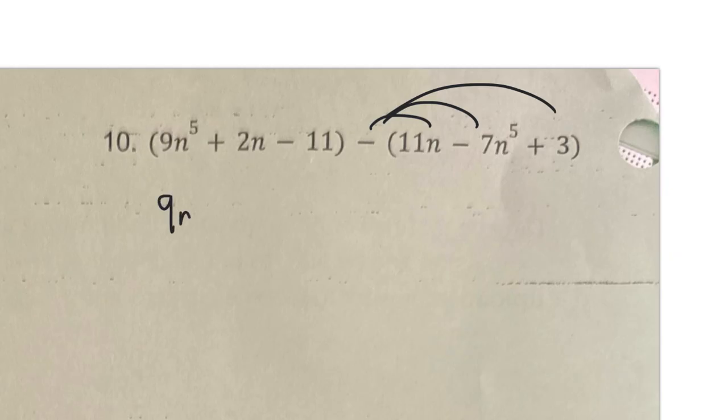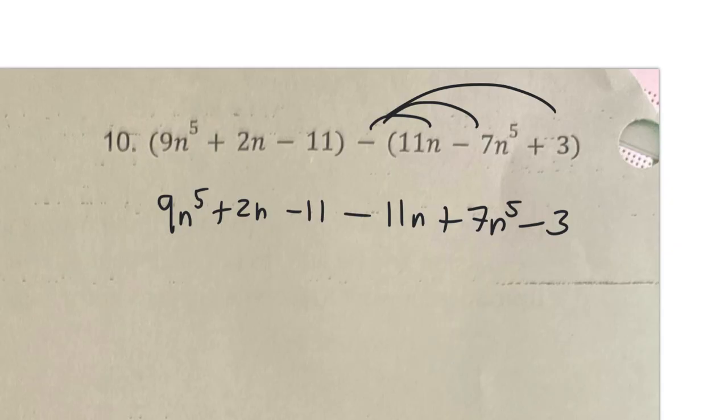All right, so we have 9n to the fifth plus 2n minus 11, and we have negative 11n plus 7n to the fifth minus 3. So the single underline for the n to the fifth, double underline for the n's, and blank for the constant. With regards to the single underlines, we're looking at negative 2n to the fifth. Double underlines would give us negative 9n, I do believe. And then the blanks would give us negative 14.